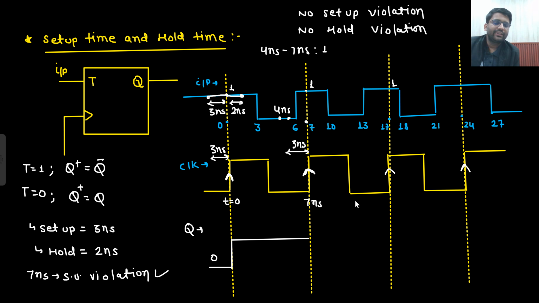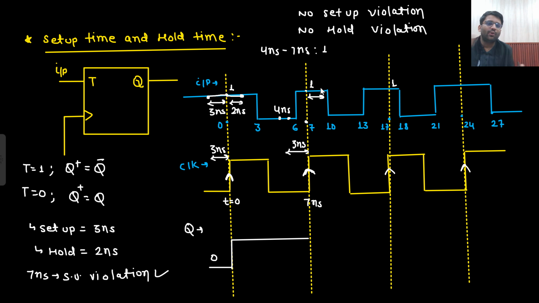Okay. Is there a hold violation? Let's check. What is the condition of hold? Hold means that input should be held for 2 more nanoseconds. That means for the next 2 nanoseconds, input should be held. So from 7 to 9 nanoseconds, input should be held. So 7 nanosecond 1, 8 nanosecond 1, 9 nanosecond 1 only.